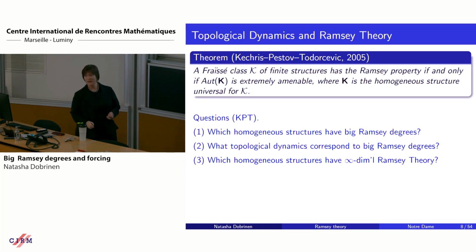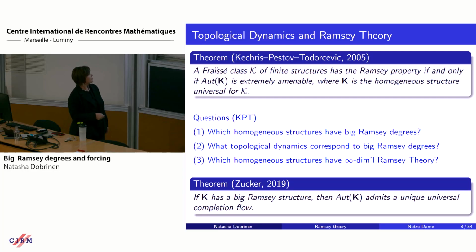And in that paper, they asked a whole bunch of questions, including these, about Big Ramsey degrees and infinite dimensional Ramsey theory. So they asked about which homogeneous structures have Big Ramsey degrees. Might they be infinite for certain structures? They asked about the topological dynamics corresponding to Big Ramsey degrees. And they also asked about infinite dimensional Ramsey theory for homogeneous structures.